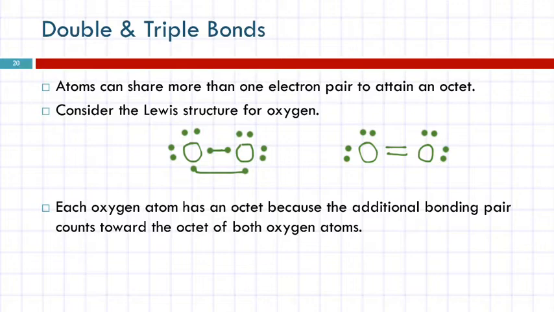Any questions? For things like hydrogen and bromine, chlorine, fluorine, they can share one pair of electrons and achieve an octet or the duet for hydrogen. But for oxygen, that's not enough. They need to share 2 pairs of electrons. Sharing 2 pairs of electrons is called a double bond.